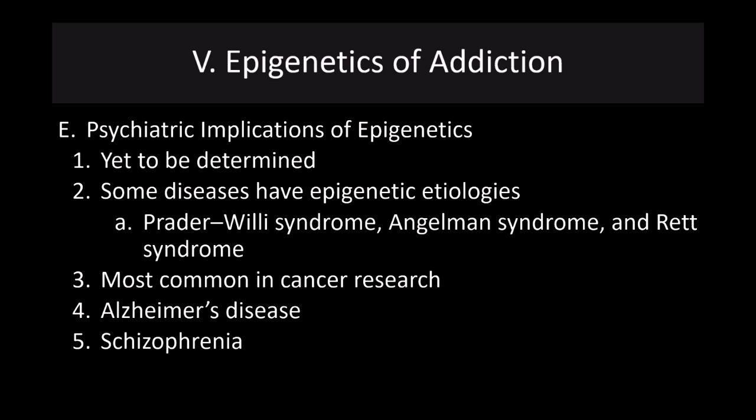So some psychiatric implications of epigenetics. This is an early, relatively young field, so we're still determining a lot about this. Certainly some diseases have epigenetic etiologies: Prader-Willi syndrome, Angelman syndrome, and Rett syndrome. This is a hot topic in cancer research, so both epigenetics and pharmacogenetics are big areas in cancer treatment. There's questions about Alzheimer's disease and whether or not it might be an epigenetic alteration. And certainly there is some solid evidence that schizophrenia might be an epigenetic alteration that could be caused by something like a virus or an allergy or exposure to some sort of environmental incident. So all of these potentially have epigenetic alterations.